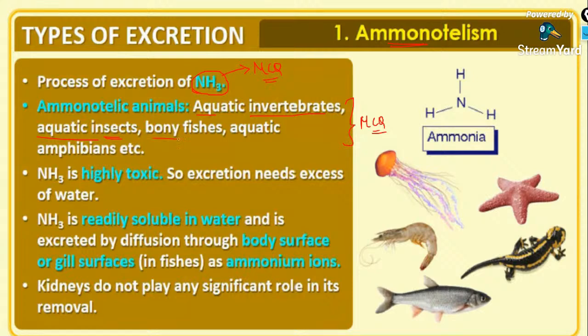Next, we have the bony fishes, then aquatic amphibians. Why? Because ammonia dissolves only in plenty of water. Ammonia for its dissolution requires plenty of water. So a terrestrial organism just cannot accommodate such a high amount of water loss. As a result, ammonotelism is generally adopted by organisms which are aquatic.